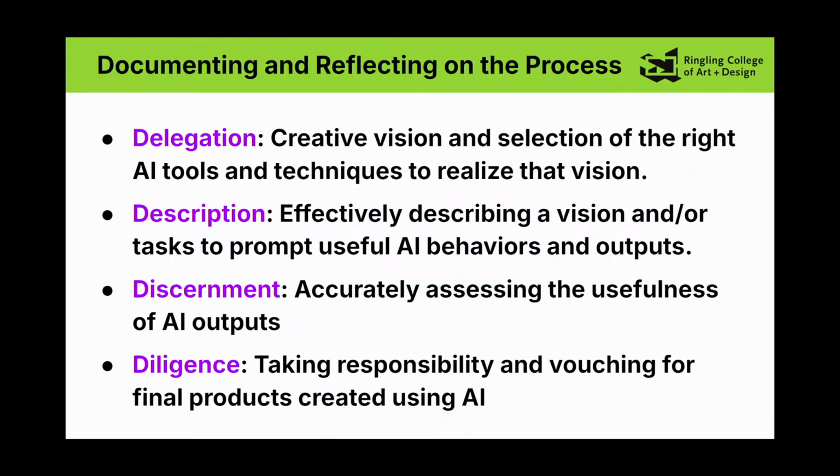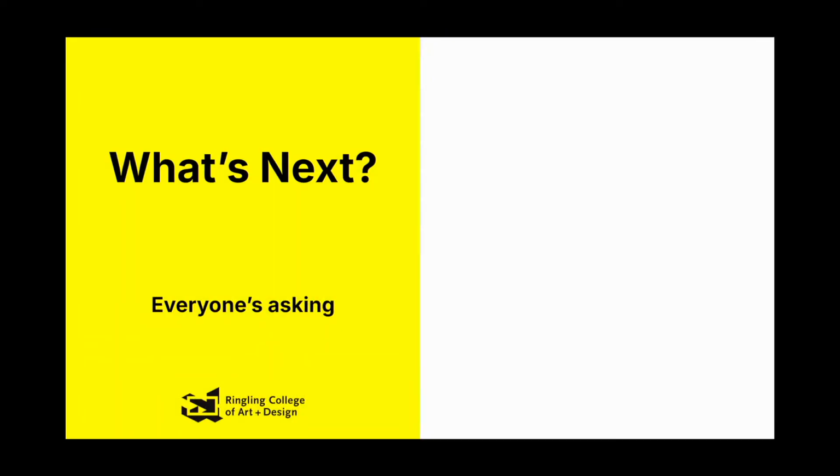And so these are our 4 Ds. These are all available. The summary paper is available on the Ringling College website. I can send a link out to that. And that's the basis for what we're teaching right now. But the question is, what's next? Right? Where does this go?